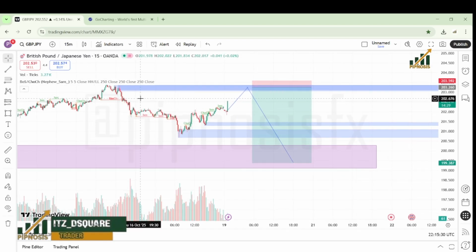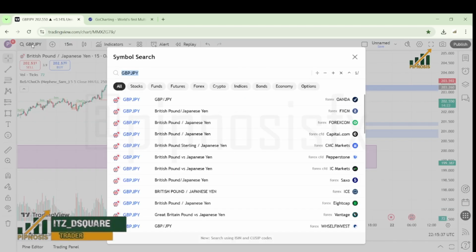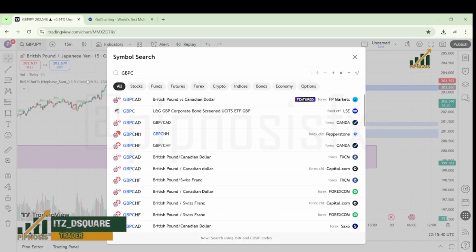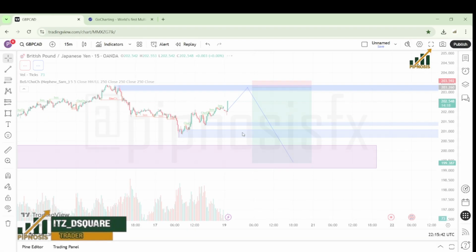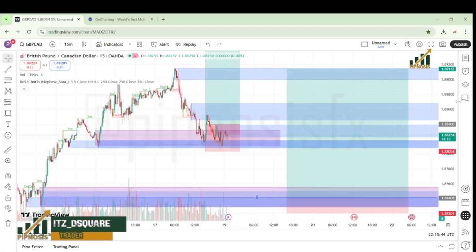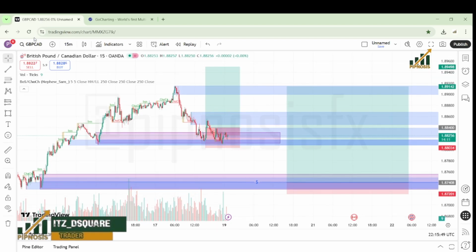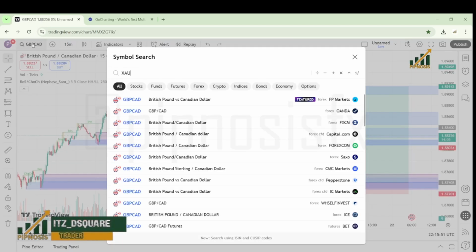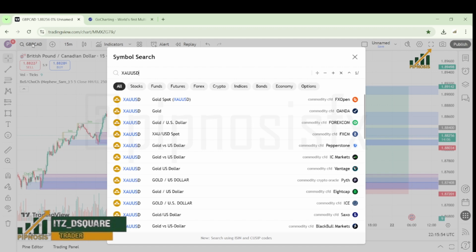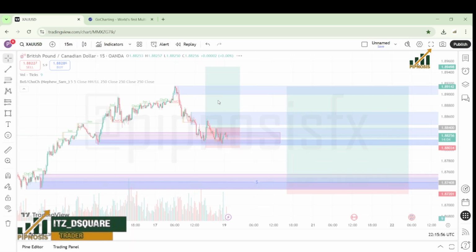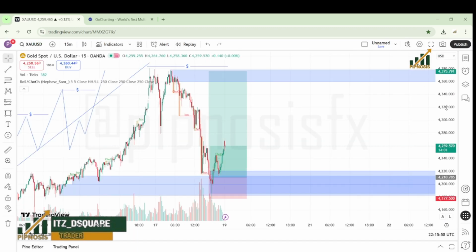So I analyzed 3 pairs. GJ, this is what I'm looking out for. Then GBP CAD. I'm still bullish on GBP CAD. I'm bullish for XAU USD, which is good. I am still bullish on gold, guys.